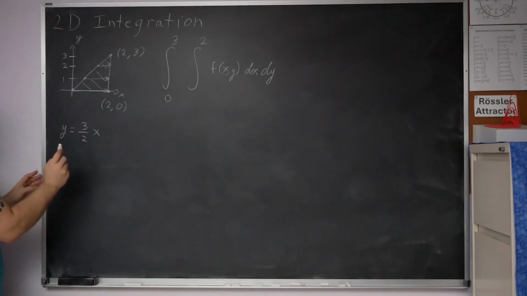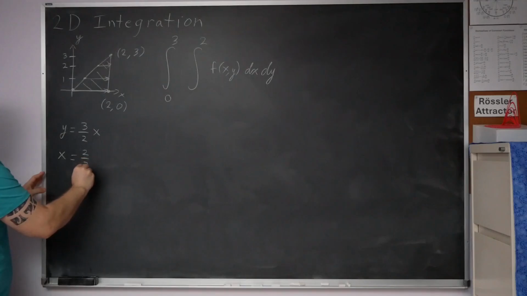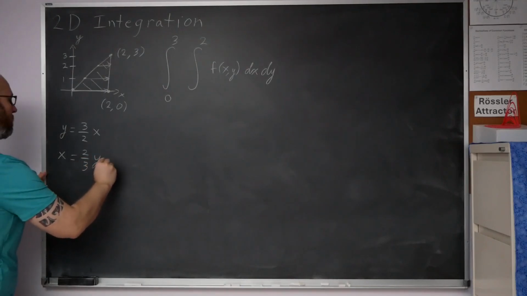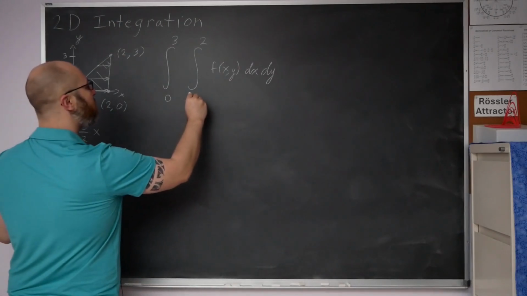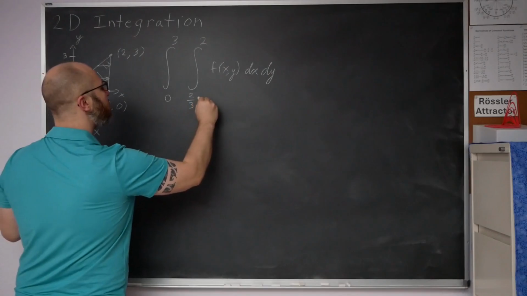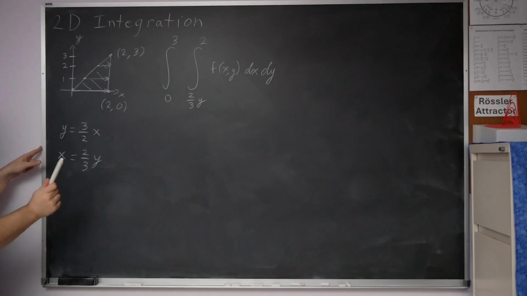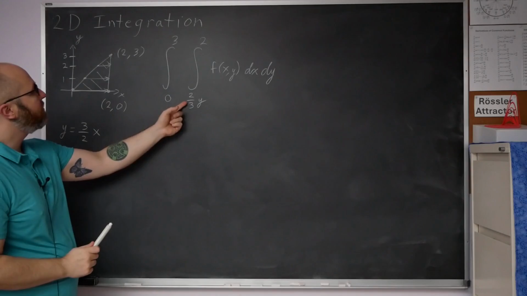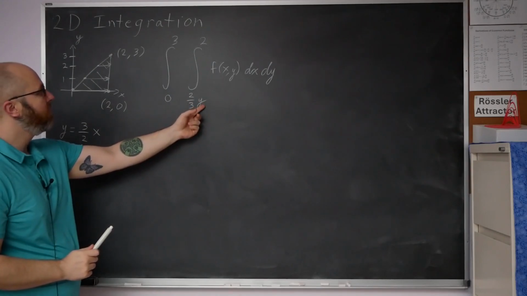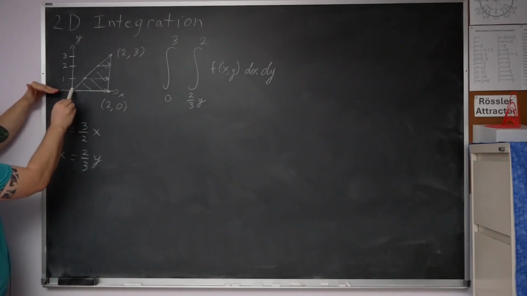If I multiply both sides by 2/3, I'm going to get x is equal to 2/3 y. Let's make sure it works. If y is 0, we're going to go from 2/3 times 0 to 2, so 0 to 2. When y is 0, we're going from 0 to 2.